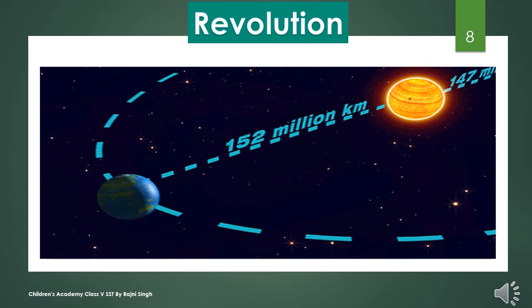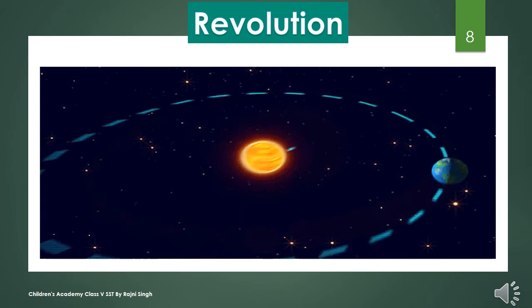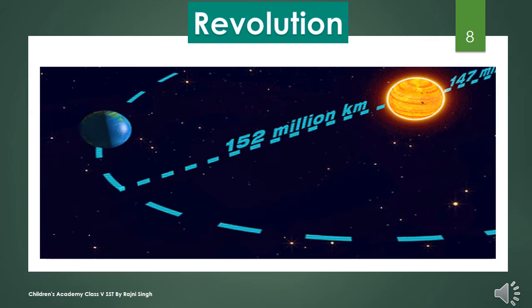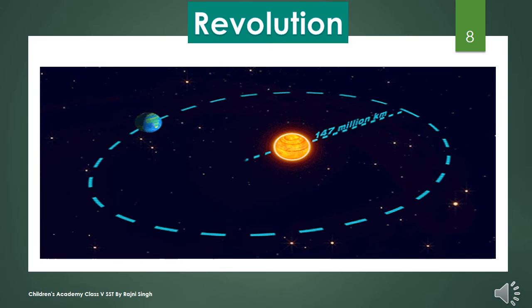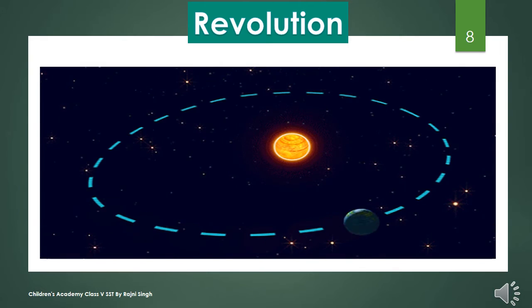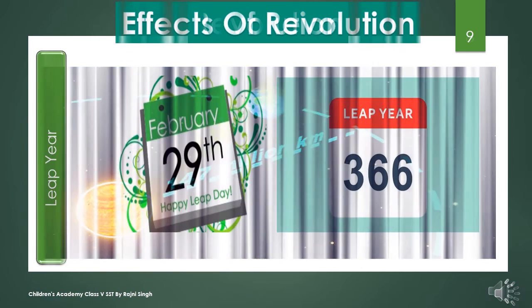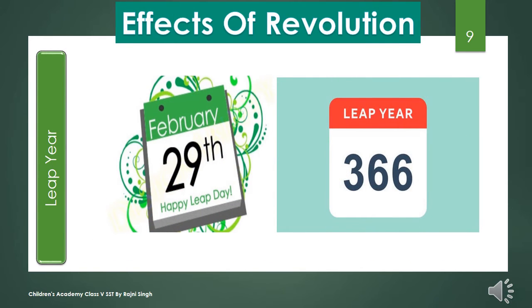In short you can say that the movement of Earth around the Sun is called a revolution. And the Earth takes 365 whole 1/4 days to complete one revolution. Students, हमने अभी देखा अर्थ को एक कंप्लीट रिवॉल्यूशन में 365 होल 1/4 डेज लगते हैं, बट हमारे कैलेंडर में 365 डेज हैं। तो 1/4 डेज का क्या होता है?